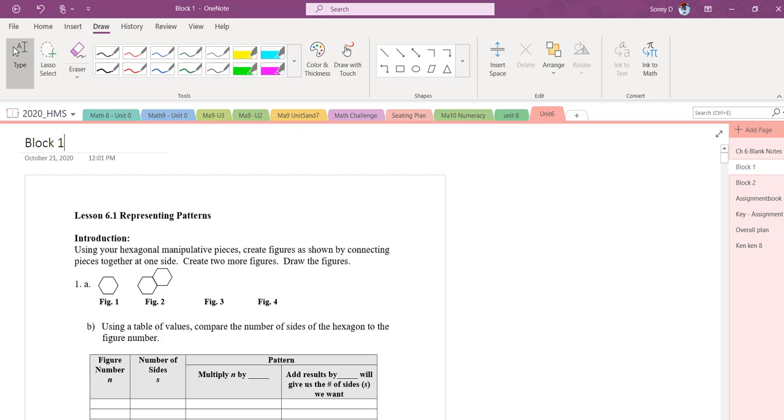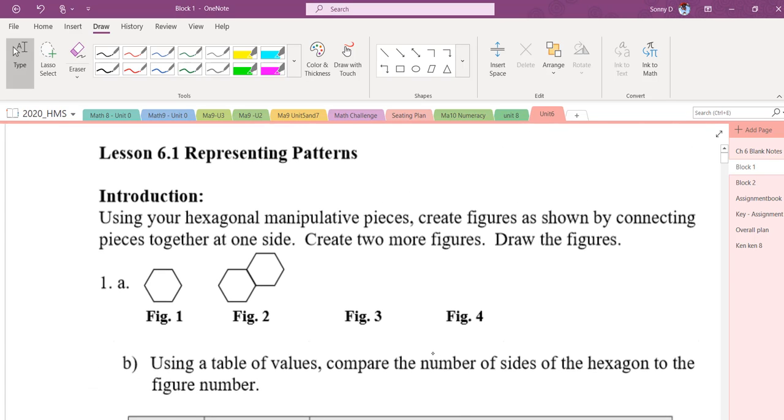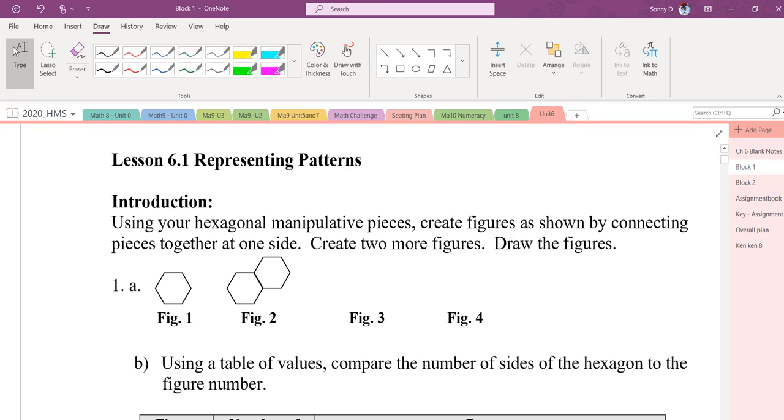Our last chapter. Over the years, I've taught Math 9 a few times, and it's hit and miss with students. Sometimes they find it easier, sometimes they find it harder. We'll see how it goes.